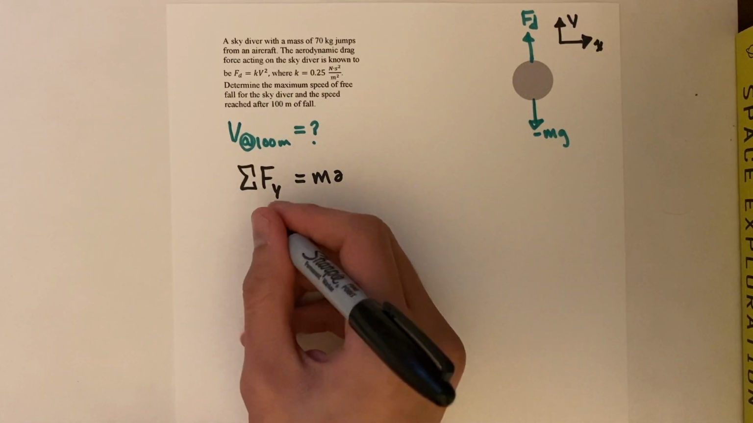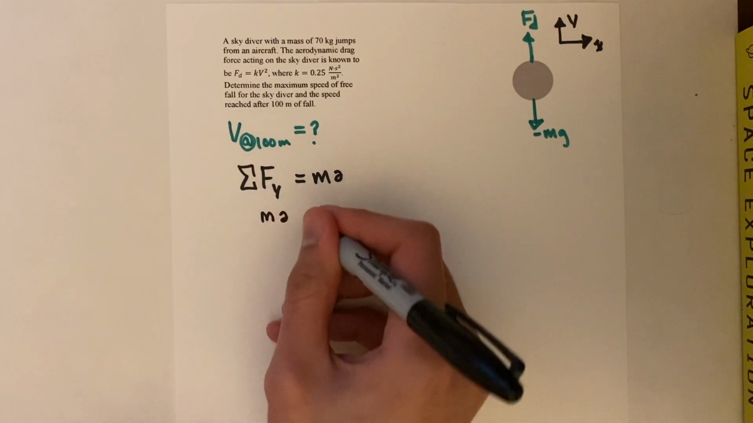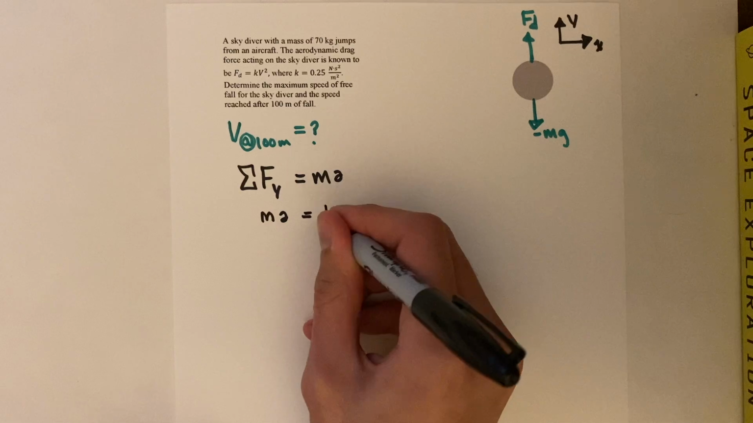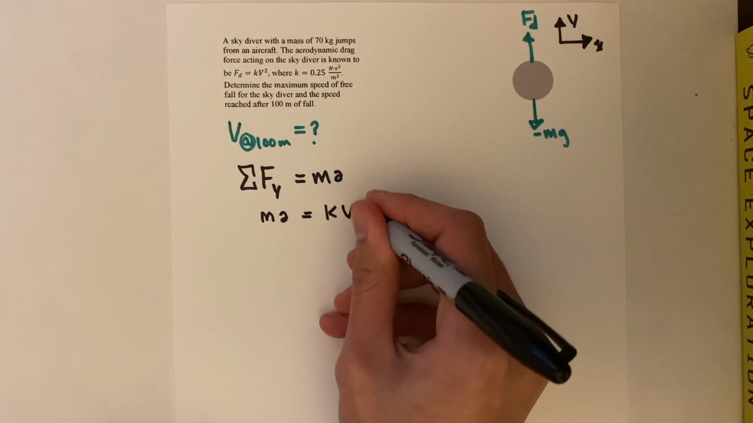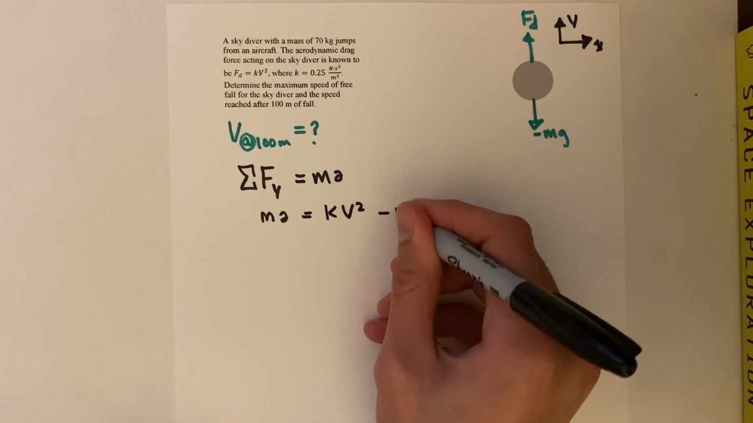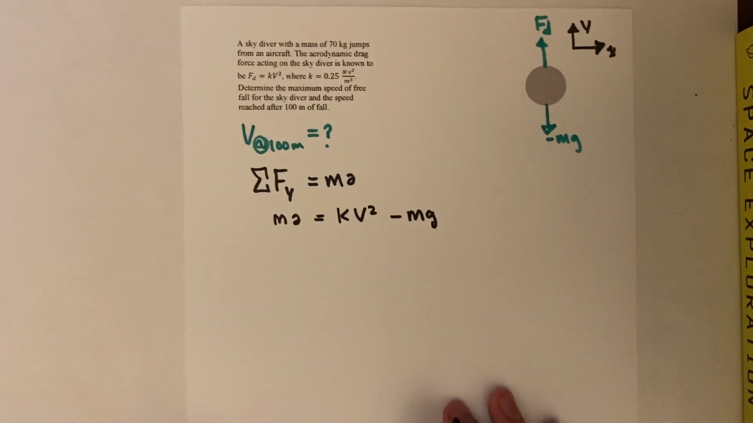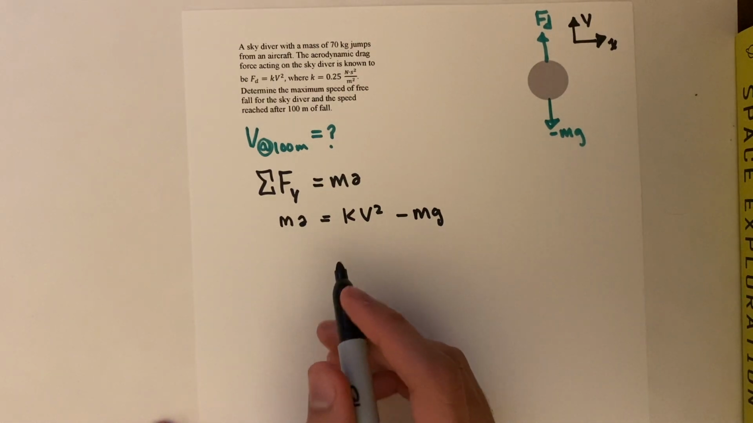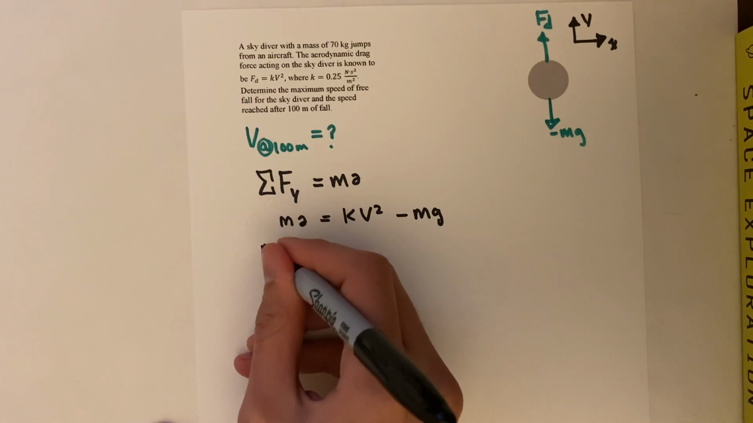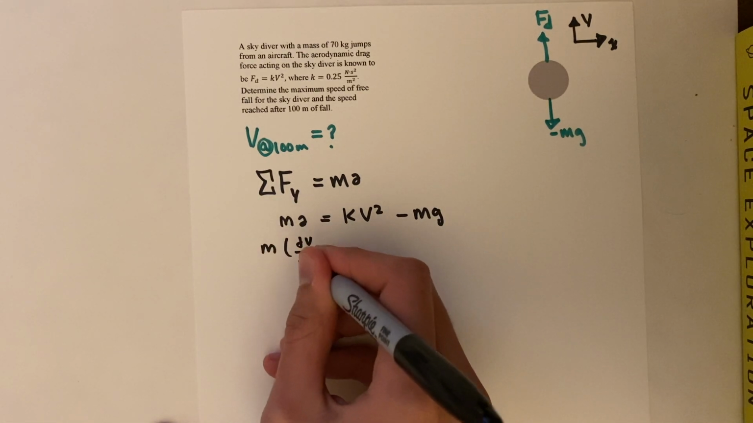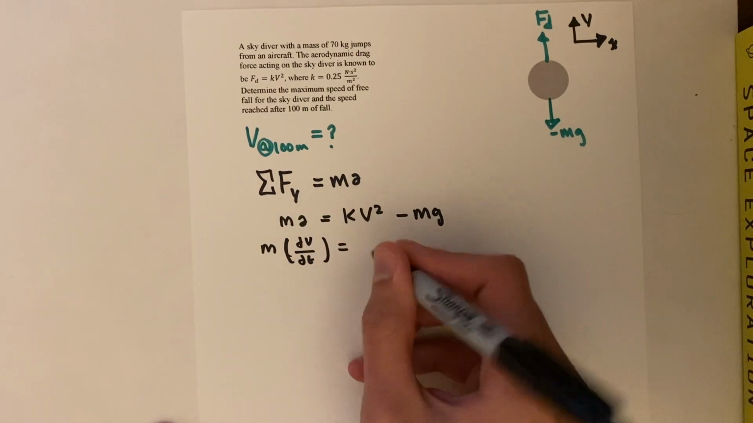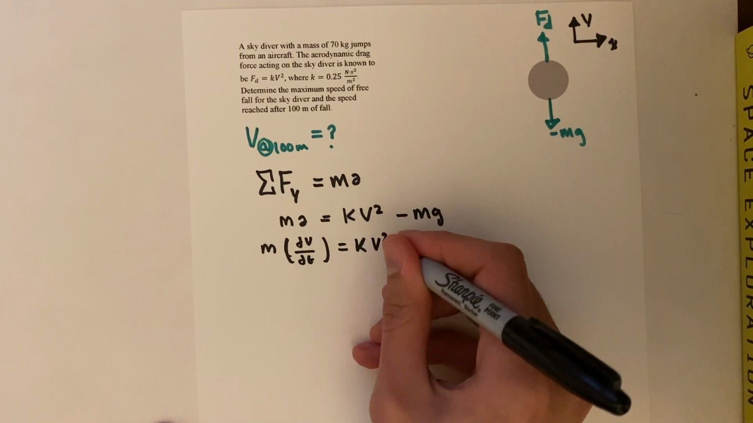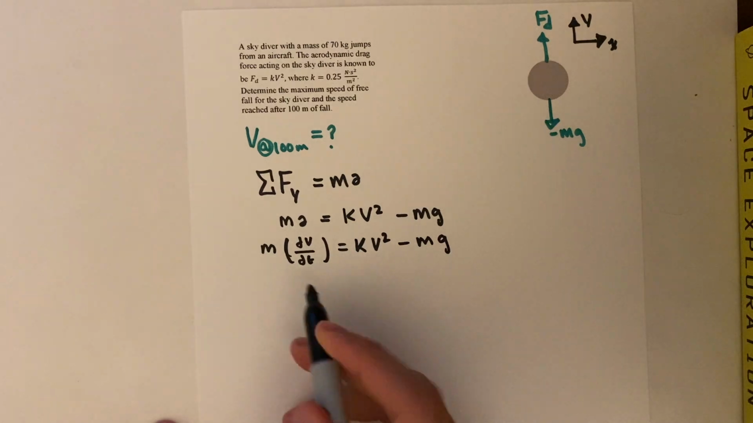So for this case, we could write out the equation to be ma equals the force in the y direction, which equals the constant times velocity squared, our drag force, minus our gravitational force mg. Now, we could write this a in a different form, which is dv dt. And all this is saying is that the change of velocity with respect to time is equal to acceleration.